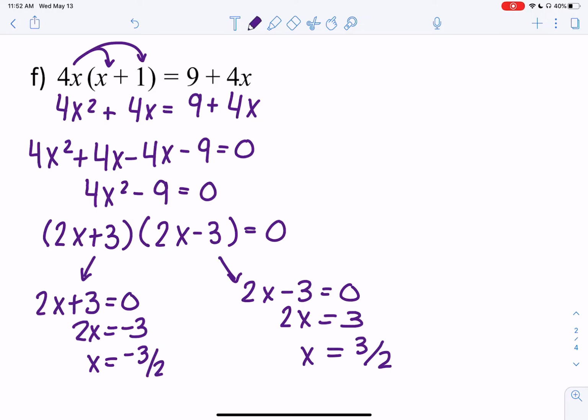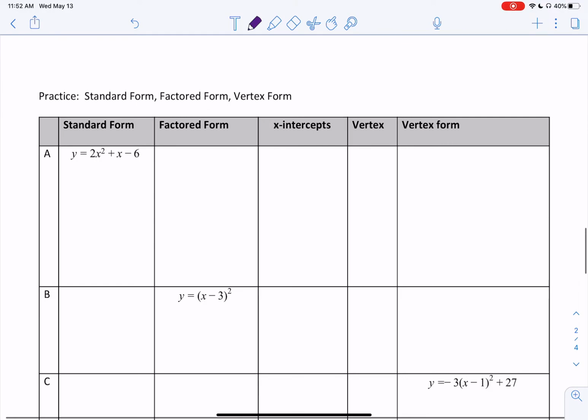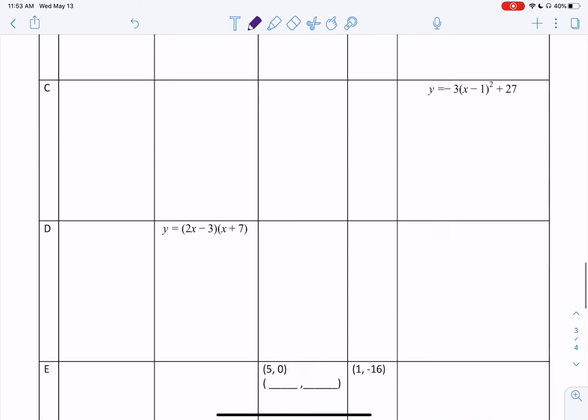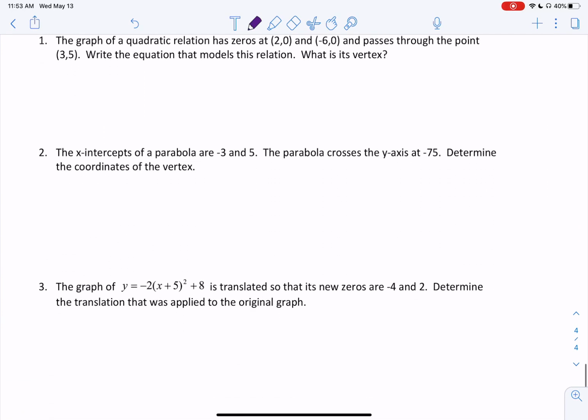The next thing you'll want to do is there are a few practice things down here. What I want you to start by practicing is converting things from standard form to factored form, stating the x-intercepts and the vertex, and then going from vertex form. Remember that when we're finding the vertex, if we have our zeros, you can just find the point right in between. So you can go through those quickly, and then there are a few practice problems for you to try down here.